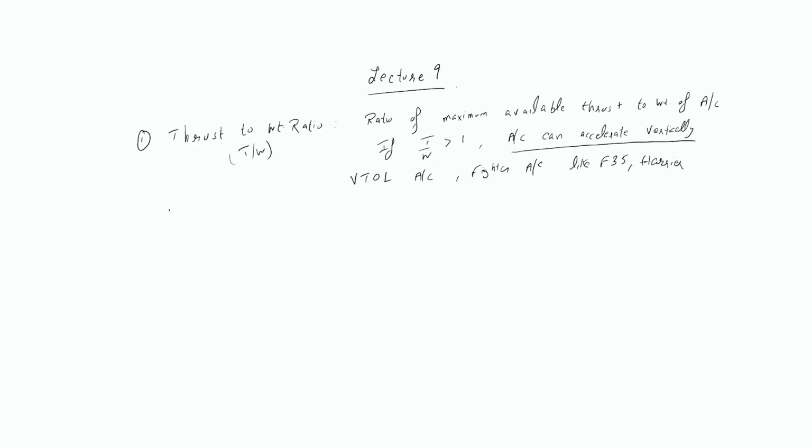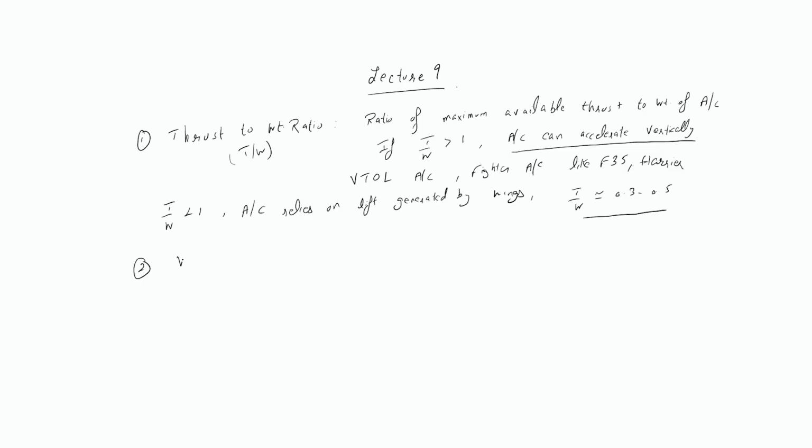Now if T by W is less than 1, that means the aircraft relies on lift generated by wings. Usually T by W is approximately 0.3 to 0.5. So for fixed wing aircraft, where the aircraft relies on the lift generated by the wings, T by W is approximately 0.3 to 0.5. Okay, so this was about thrust to weight ratio.